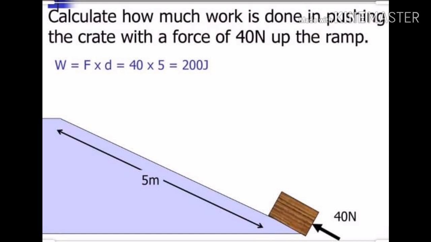In this exercise, calculate how much work is done in pushing the cart with a force of 40 newton up. نكتب work equal force times distance. طبعا مكتوبين باختصار. Work (joule) equal force (newton) times distance (meter). Force القوة 40 نيوتن, distance 5 meter, equal 200 joules.